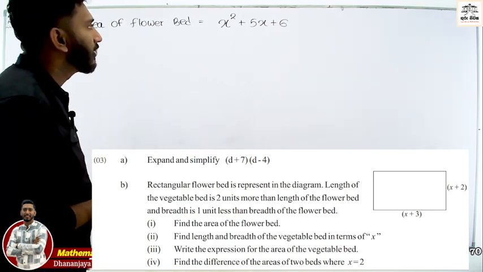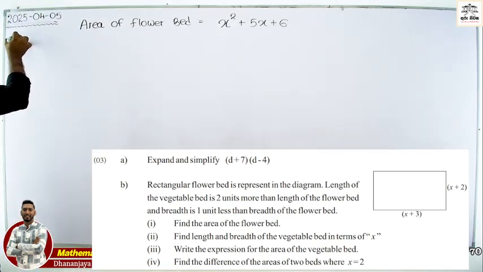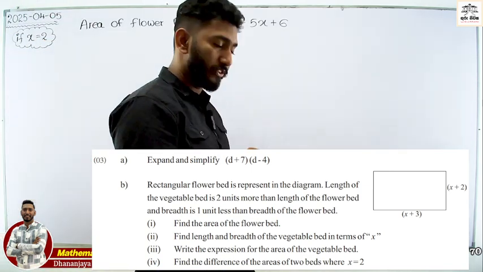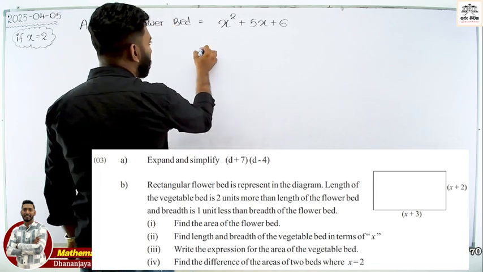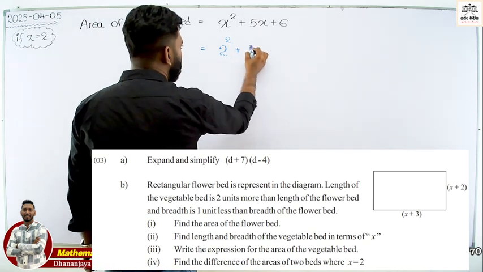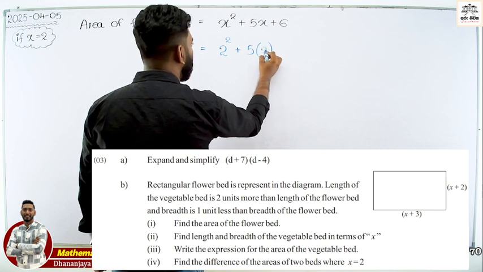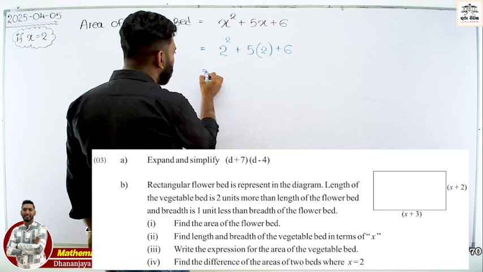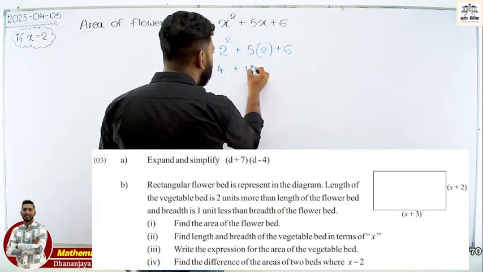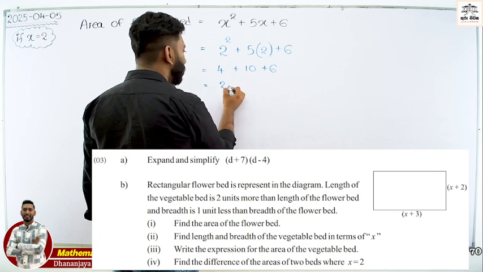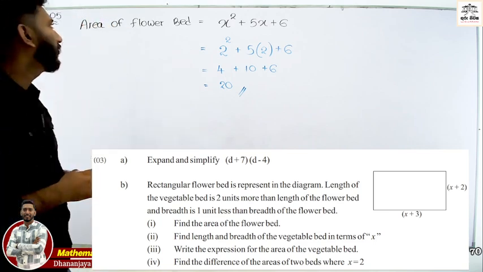Now listen. When x becomes 2, if x equals 2, and this is an important thing, you need to substitute 2 into the x. Instead of x, let's put 2. Then 2 to the power of 2 plus 5 into 2 plus 6. 2 to the power of 2 means 4, and 5 into 2 becomes 10, plus 6. Then the answer becomes 20. And this is the area of the flower bed.